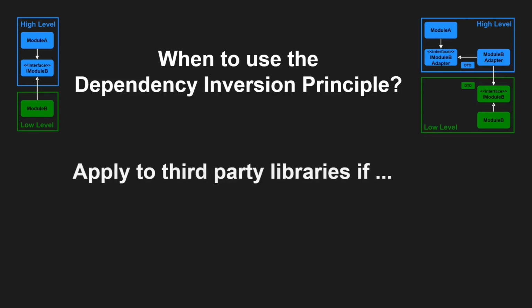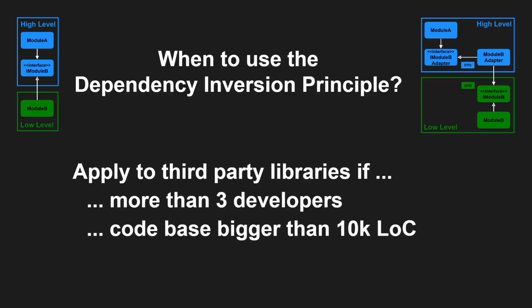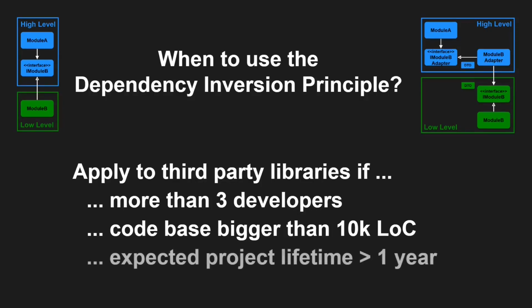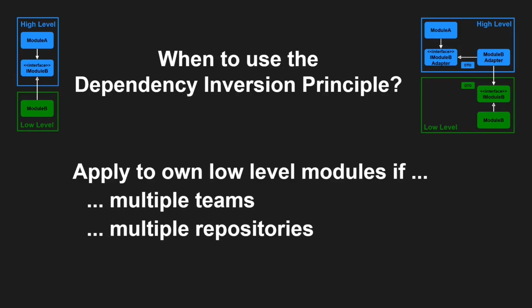Apply the dependency inversion principle to third-party libraries, specific technologies, and external services if your team has 3 developers or more, or your codebase is bigger than 10k lines of code, or your project has an expected lifetime of more than 12 months. Apply the dependency inversion principle to your own low-level modules if multiple teams are working in the codebase, or the project spans multiple source control repositories, or multiple applications are based on the low-level modules.